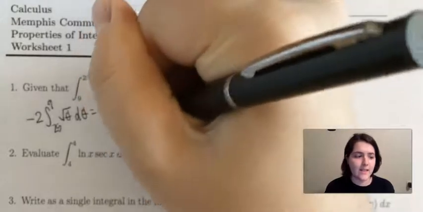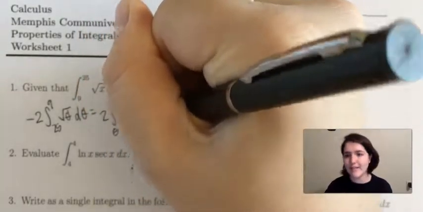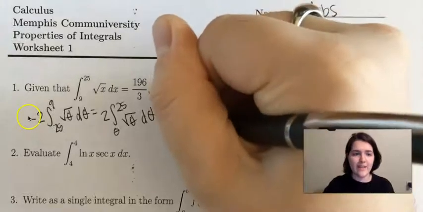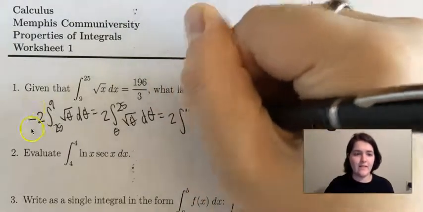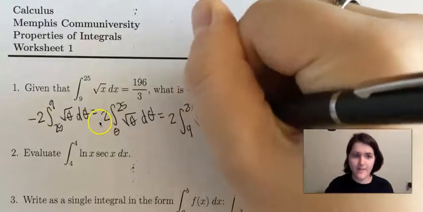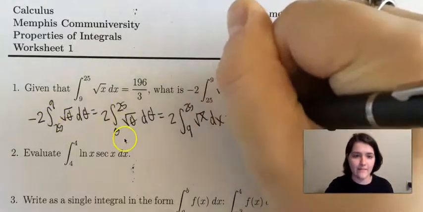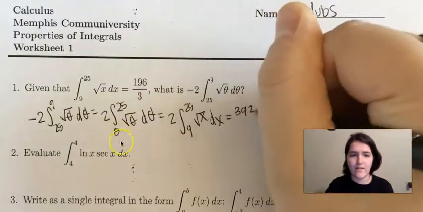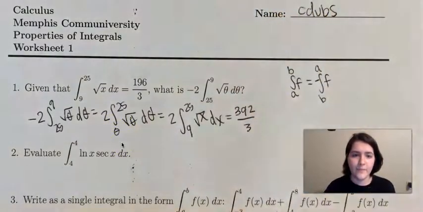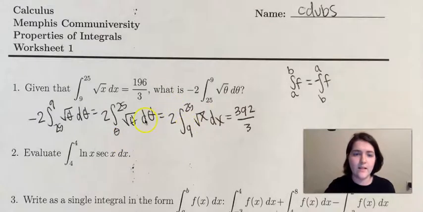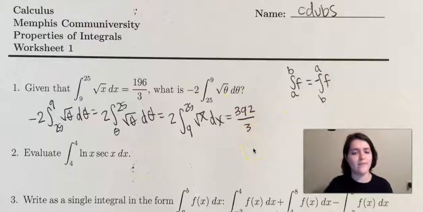And then here is where we use the negate and flip rule. So we negated by multiplying times a negative, and since it was already negative, the negative went away. And then we flip the 25 and the 9. This should be a 9, not a theta. Sorry about that. And then here, I basically just plugged in what we were given. Since we were given this whole integral equals 196 over 3, we basically put that in here, and then we multiply by 2, and then we get 392 over 3. So that is the answer.